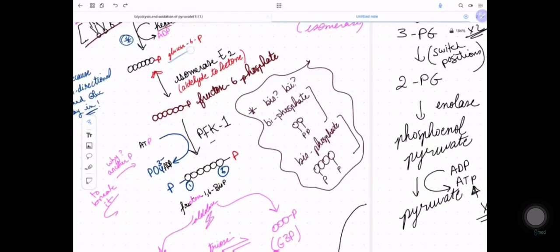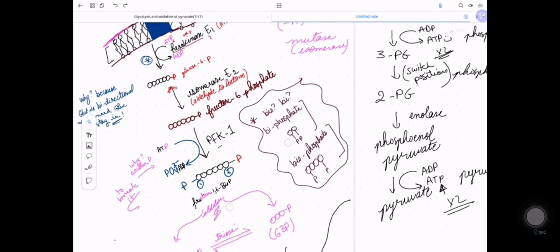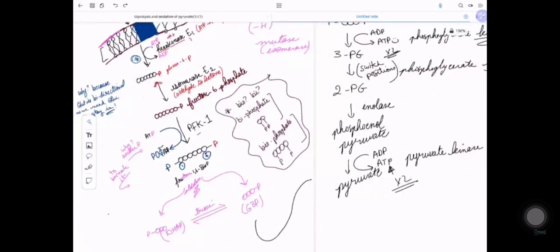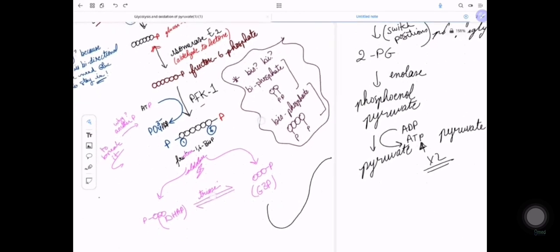So glucose and fructose have the same molecular formula, C6H12O6, right? The only difference is that they are different in their arrangement, okay? So the cell converts this glucose 6-phosphate into this fructose 6-phosphate, which is the sugar right now in this position.